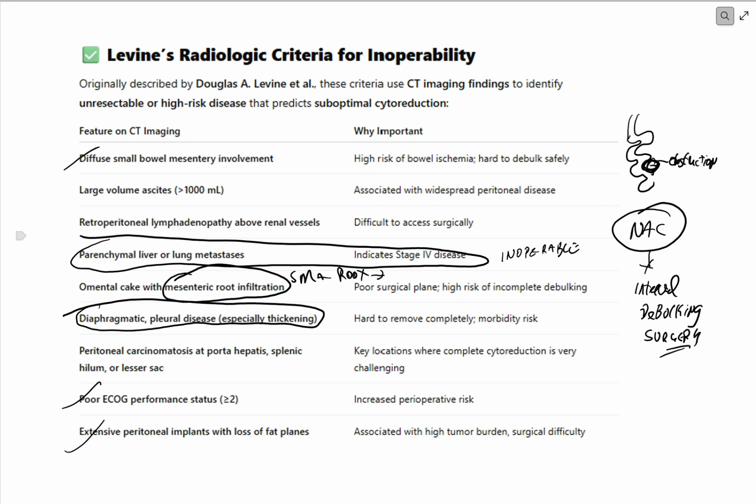So this is how you approach the surgical overview of ovarian cancer. There will be more, but this is a quick talk.